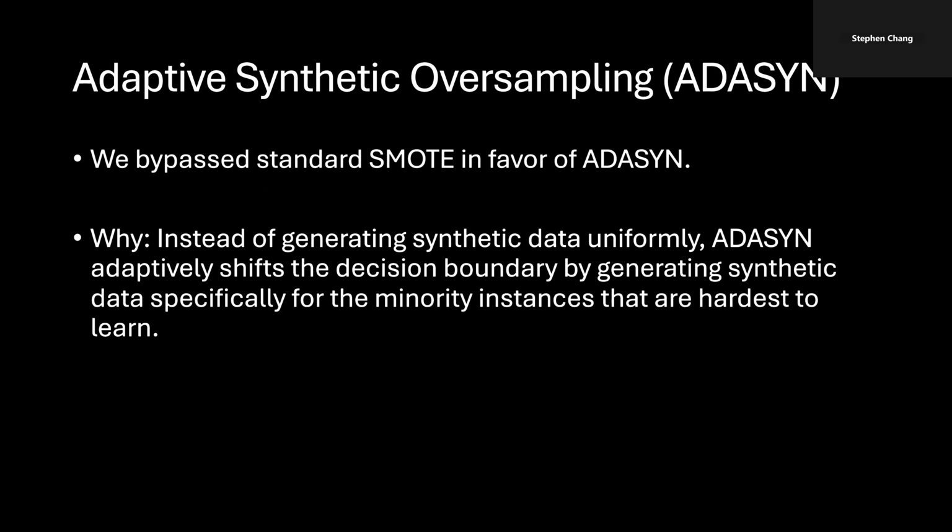To accommodate this class imbalance, I implemented ADASYN, or adaptive synthetic sampling. Unlike standard SMOTE, which generates synthetic data points uniformly, adaptive synthetic oversampling uses a weighted distribution to generate more synthetic data in areas where the minority class examples are most difficult for the model to learn. This forced the model to focus its learning capacity on the most ambiguous borderline cases.